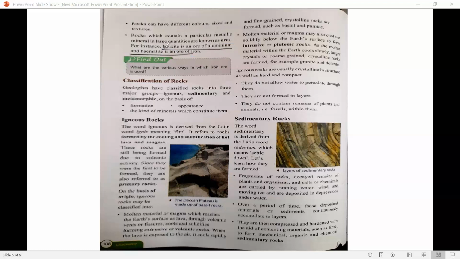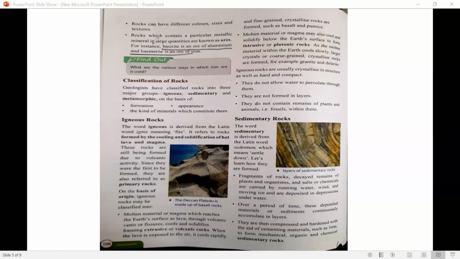Now, as we saw, two rocks: bauxite and hematite. This can be asked in questions that name two rocks that are the ores of aluminium and iron. So you can name these. These are easy: bauxite and hematite.